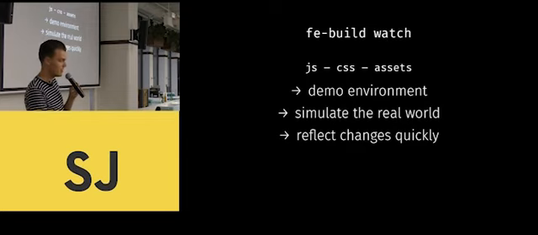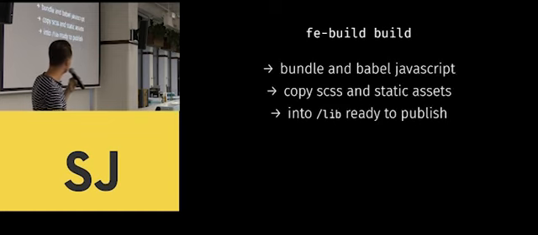Another benefit of it is being able to simulate the real world, so we're able to provide examples of how components will work in the wild through test fixtures and those kinds of things. And with our watch task, you're able to develop locally and see those changes reflected in your browser relatively quickly. Our other build task is just build, and this is the step that we run pre-publish before it goes up to NPM. So it bundles and babels our JavaScript, copies our CSS, or our Sass and static assets into a lib folder ready to be published to NPM.